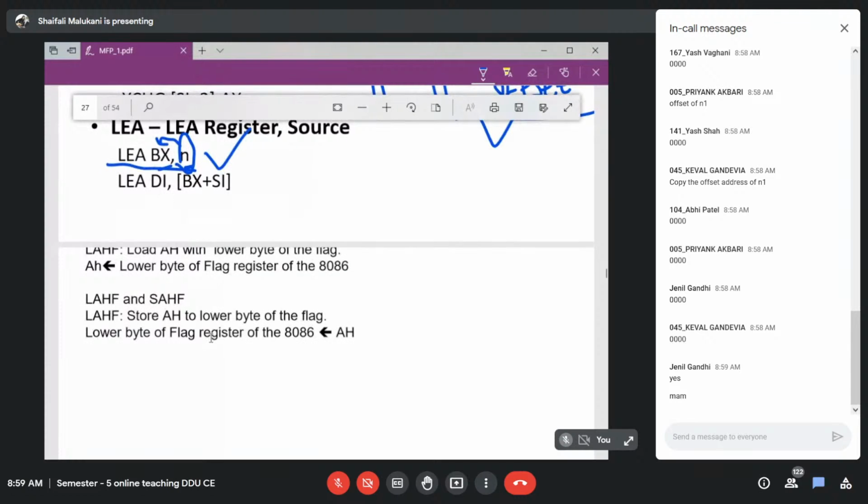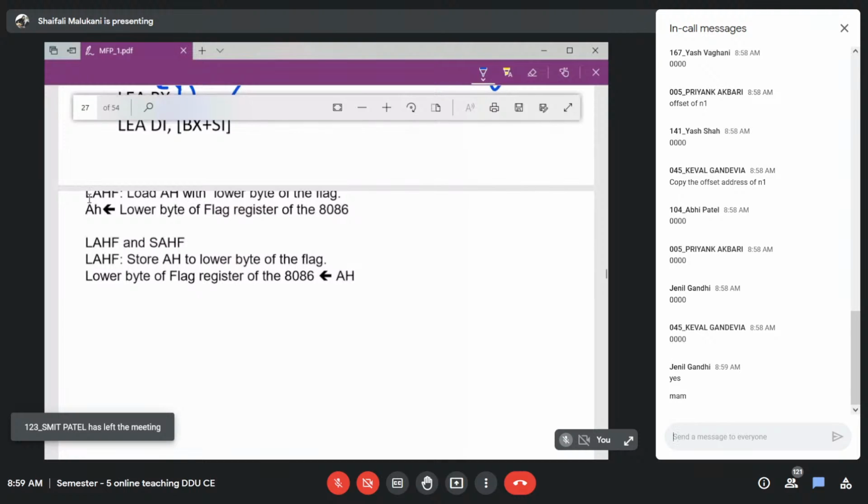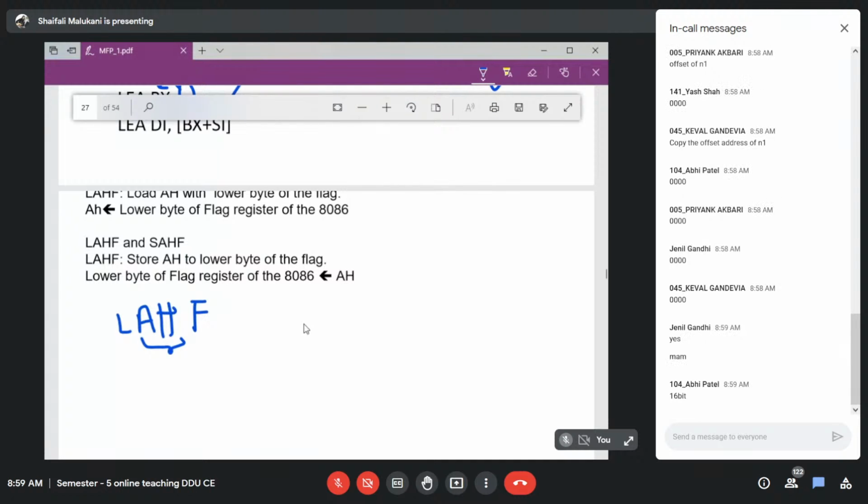Now next is LAHF. Next is LAHF. Load AH with flag register. What is the size of the flag register? 16 bit. What is the size of AH?